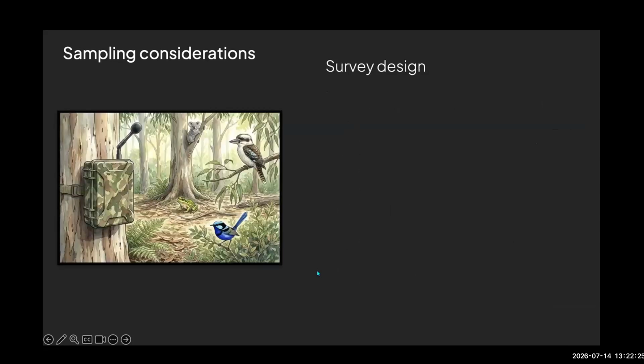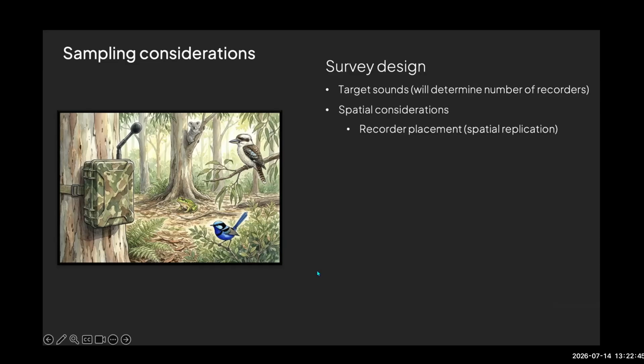Because when you're thinking about the survey design, the target sounds are crucial because they will determine all these other considerations for the survey design. How many recorders do you actually need is obviously often the starting point. And then where are they placed? So the spatial considerations, where are you putting them? How many do you have to get? How do you replicate the placement of those recorders?